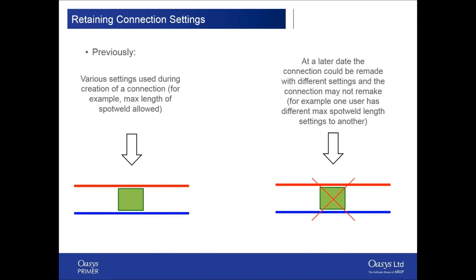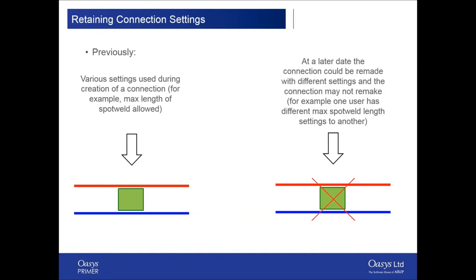So what have we changed in version 14? Well, one thing is that previously, so in version 13, when you create a connection, there are various settings that you can change when creating that connection that could determine whether the connection is made or not. So one example is there's a maximum length of spot weld, and if you have that set to a particular value, the connection might not make because the panels are too far apart. So you might change that setting to allow the connection to make successfully.